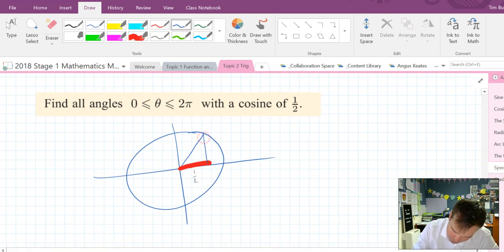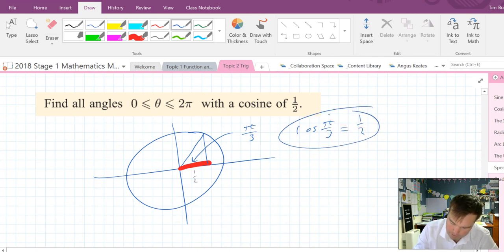And the first one we can pick off in there is pi on 3. We know that cos of pi on 3 is equal to a half. That's one of our definition ones. But we can think about a second option down here. There is a second option down there. So that must also have this same reference angle of pi on 3 there. There must be another pi on 3 there.